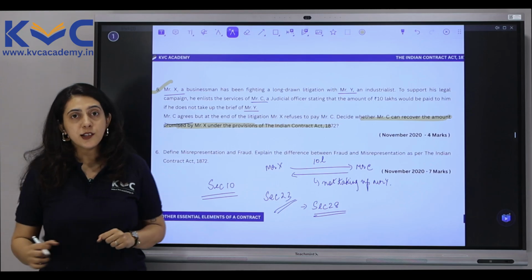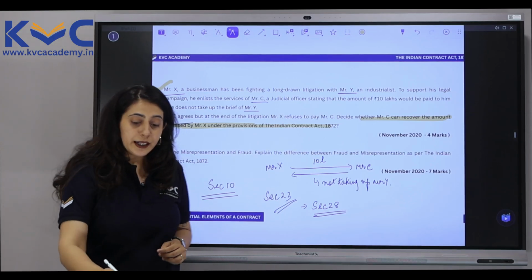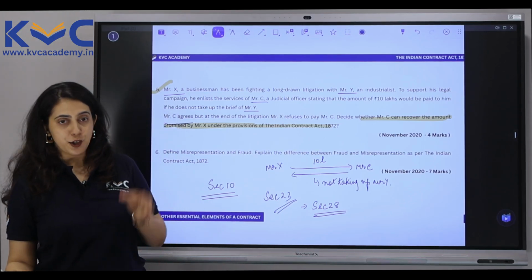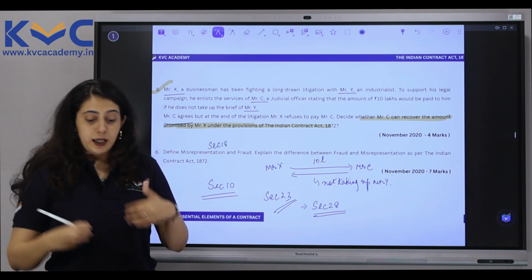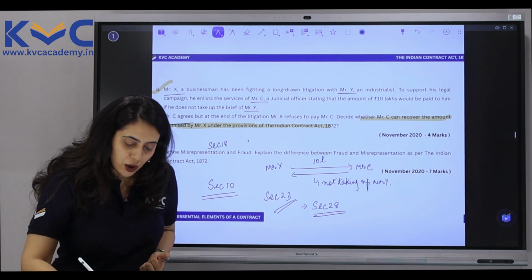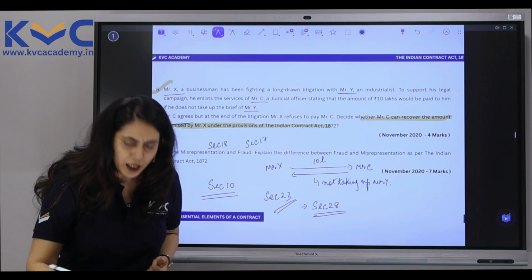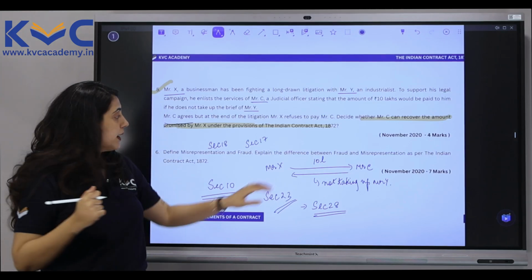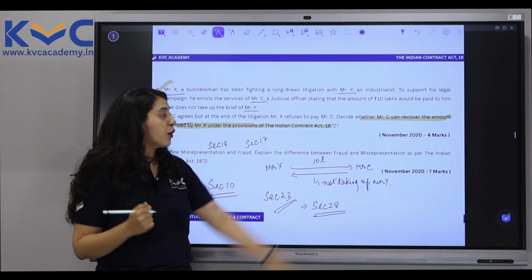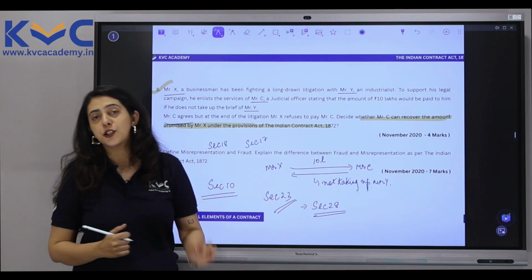Anyway, addressing your 6th question, again a direct question. Define misrepresentation. So misrepresentation is defined under section 18. And fraud, which we just saw, section 17. Okay? So once you give the definition of both of these cases, next question is explain the difference between fraud and misrepresentation as per the Indian Contract Act.